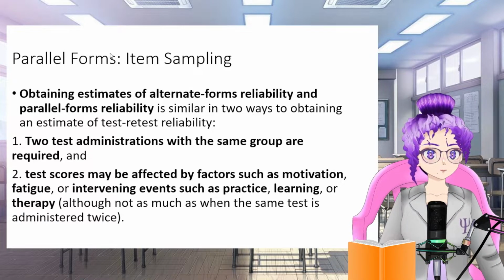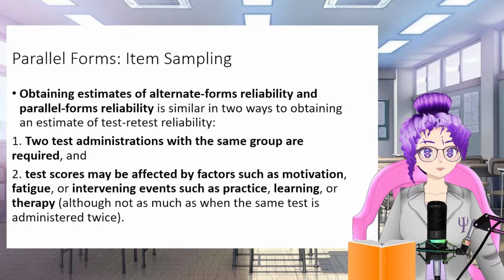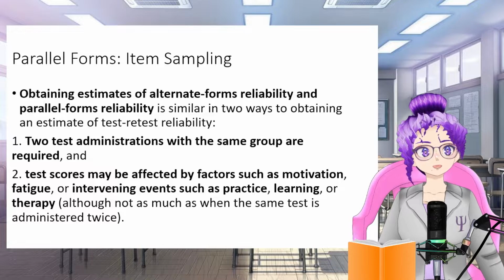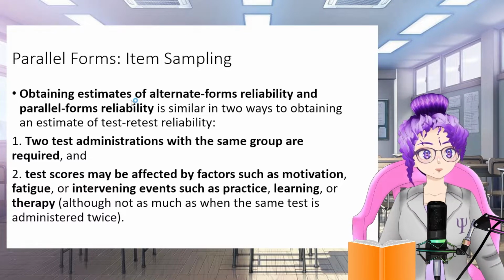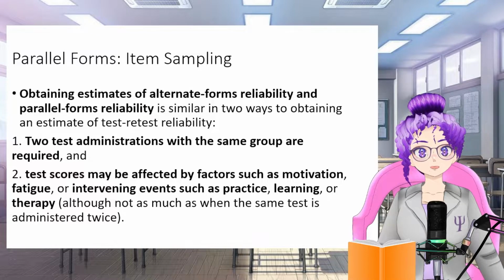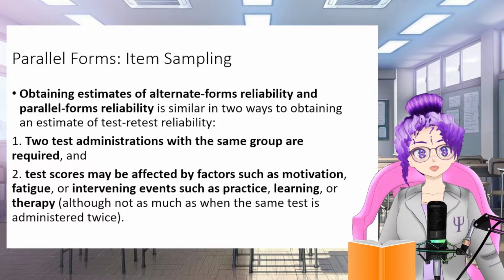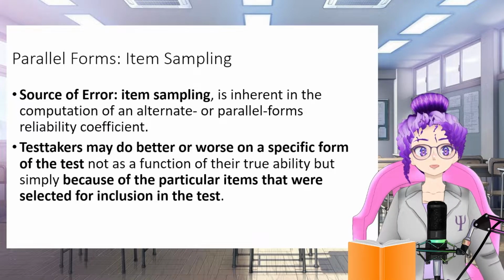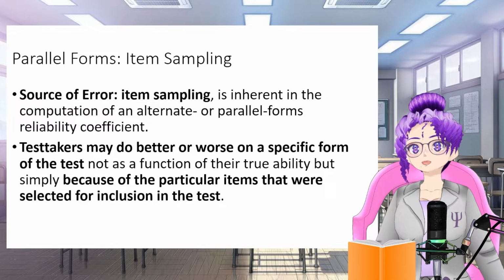So, the only disadvantage when measuring item sampling or the parallel forms method is that there are extraneous factors such as motivation and fatigue, especially if the forms of the test are long. It may affect the test taker's performance, and also practice and learning. If you give similar forms of a math test, the test taker might already know how to answer Form B. The source of error that we are looking for in parallel forms is, of course, item sampling. This is inherent in the computation of the alternate or parallel forms reliability coefficient.